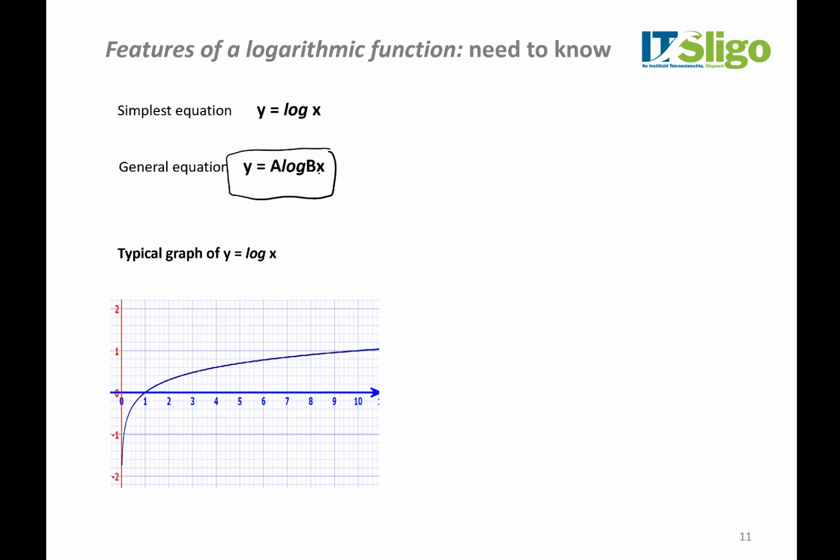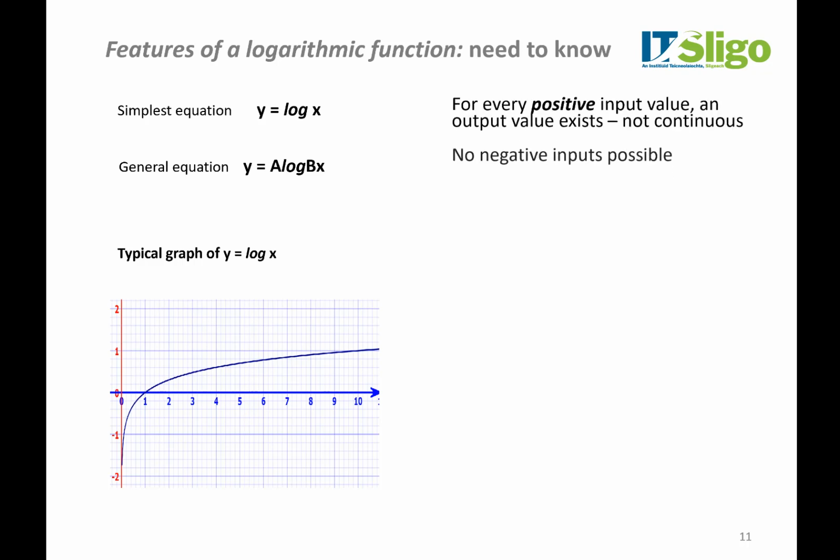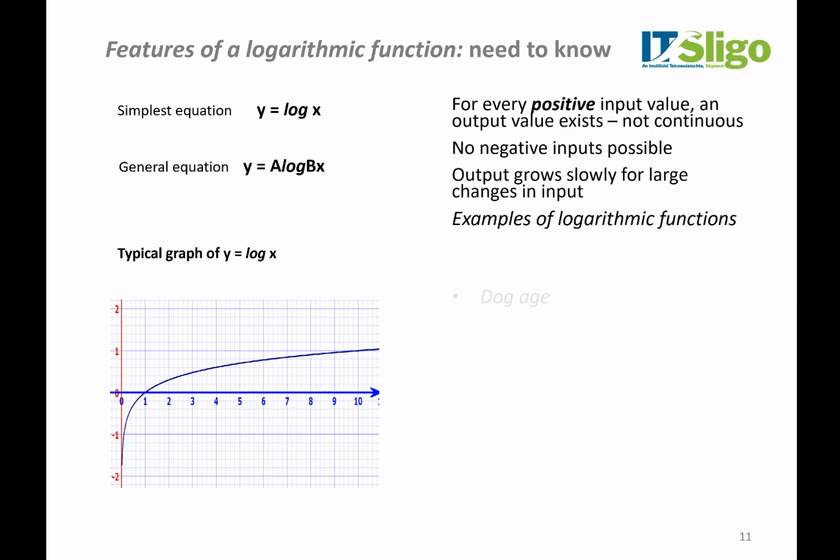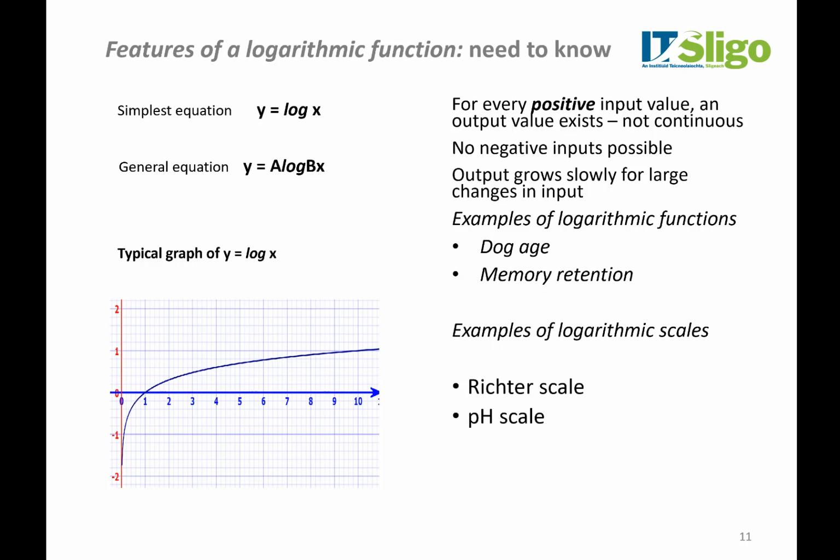Here's our typical curve. Remember, guys, the log of any value between 0 and 1 is negative. You cannot have the log of a negative number. And then the output grows slowly as the input grows quickly. So it's not continuous because it doesn't exist on the left-hand side, on the negative side. Output grows slowly. And some examples: dog age, memory retention. We look at these examples towards the end of the lecture. And then we have our log scales that we looked at last semester in quite a bit of detail.